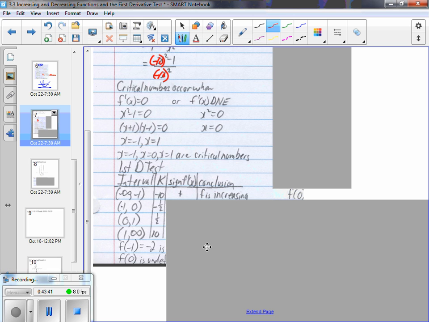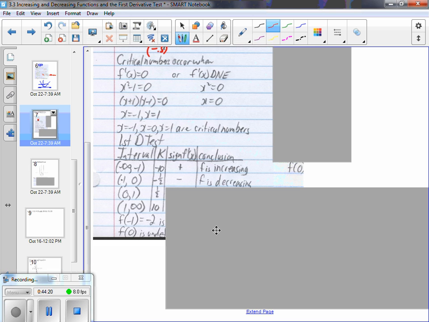Now, just because the first one's increasing doesn't mean it's going to go increasing, decreasing, increasing, decreasing. Let's see if it does. When x equals negative 1/2, so if I put a negative 0.5 in here, what am I going to get? A positive or a negative derivative? It's going to be negative because the numerator is going to be negative this time, and the denominator is still going to be positive. So I'll get a negative derivative, and if I get a negative derivative, f is decreasing.